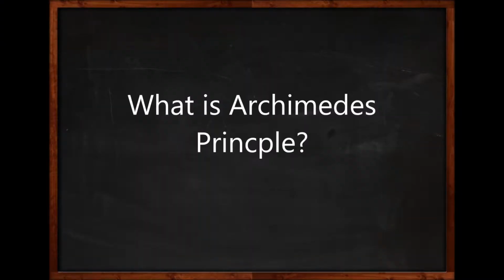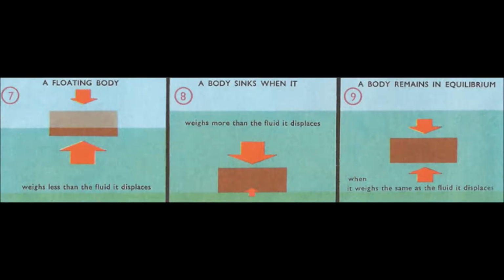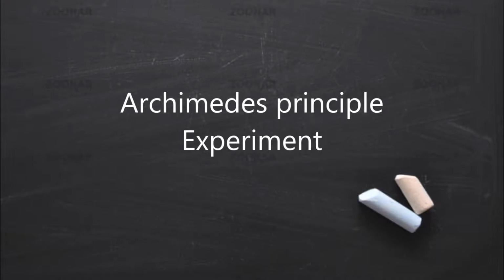What is Archimedes' principle? Archimedes' principle states that the buoyancy force acting on a body submerged in a liquid is equivalent to the weight of the liquid displaced. The buoyancy force is equivalent to rho g V, which means it is directly proportional to the density, gravitational force, or the volume of the object.